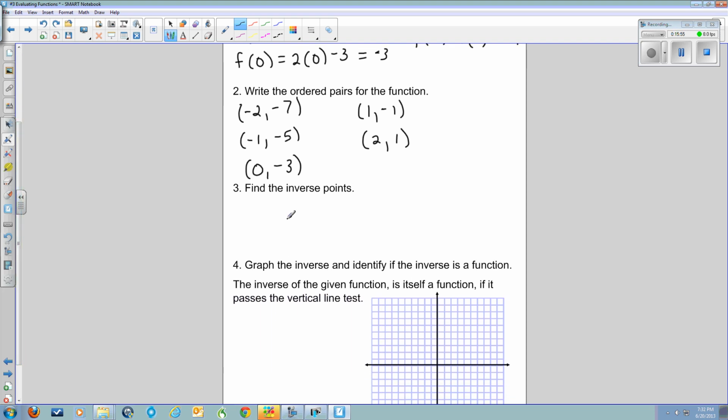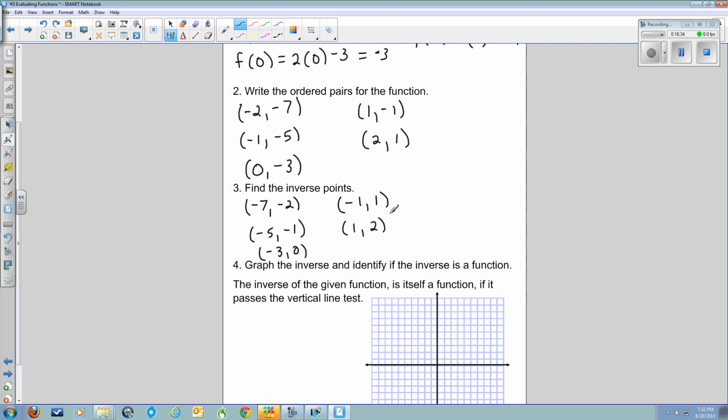So now, we wanted to know if the inverse was a function, so we're going to find the inverse of these points, which just means we're going to switch them. So instead of negative 2, negative 7, we're going to have negative 7, negative 2. Instead of negative 1, negative 5, we're going to have negative 5, negative 1. Instead of 0, negative 3, we're going to have negative 3, 0. Instead of 1, negative 1, we have negative 1, positive 1. And instead of 2, 1, we're going to have 1, 2.